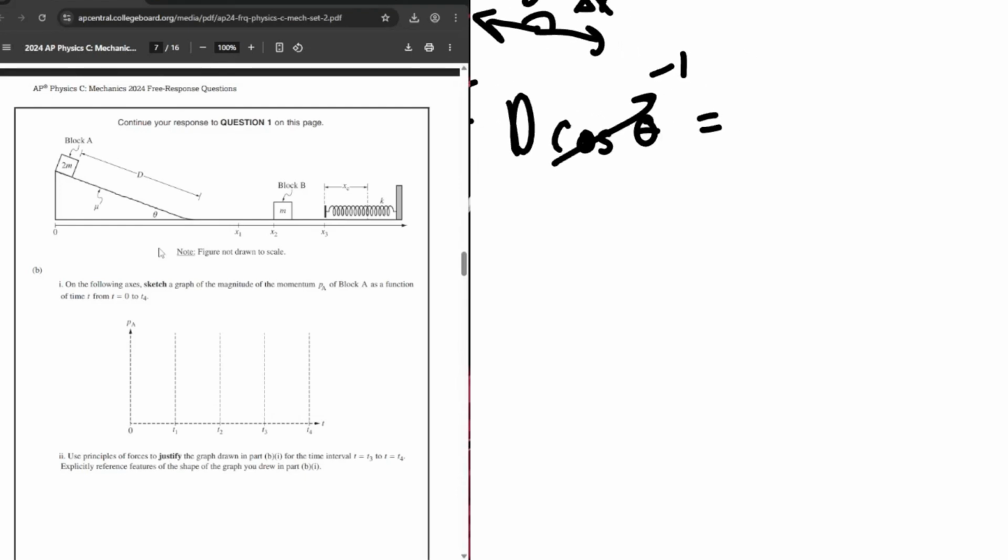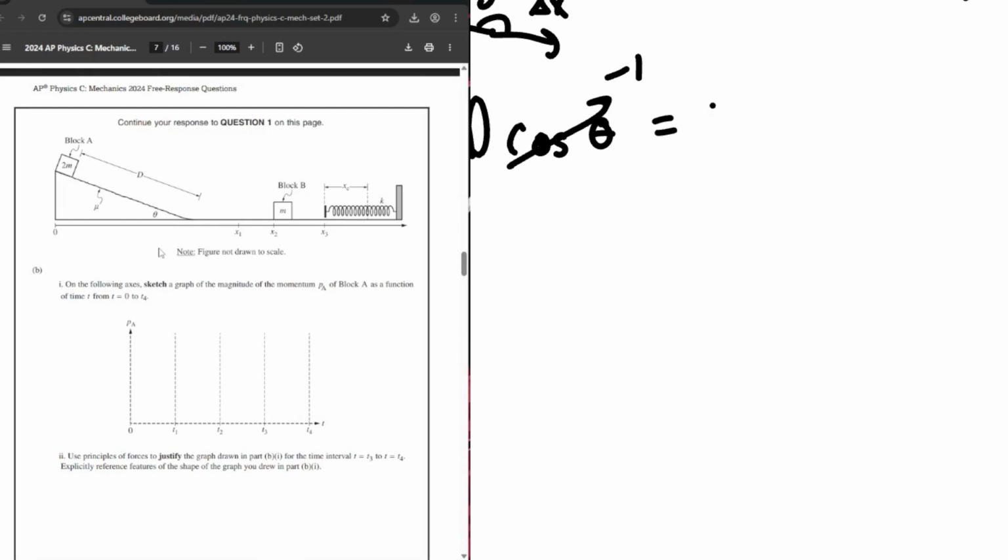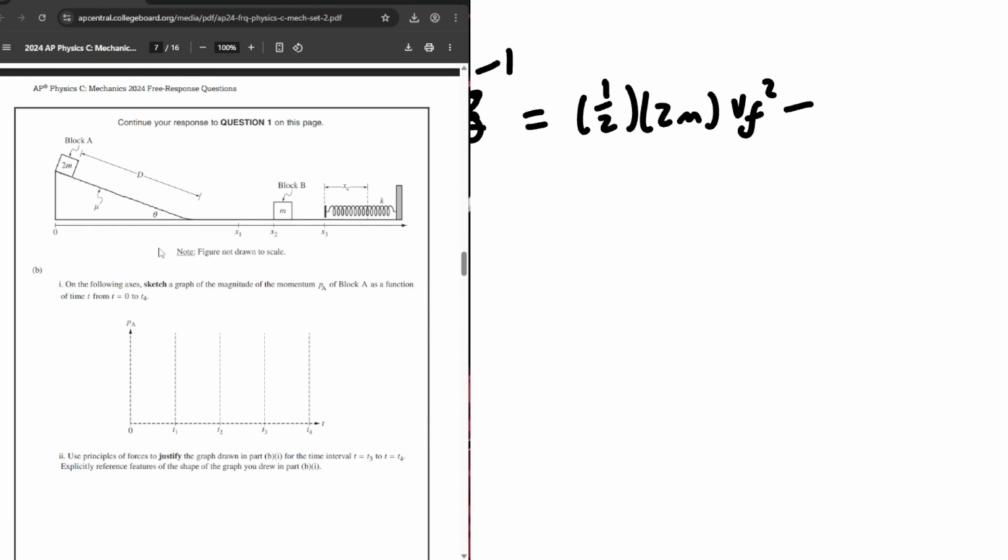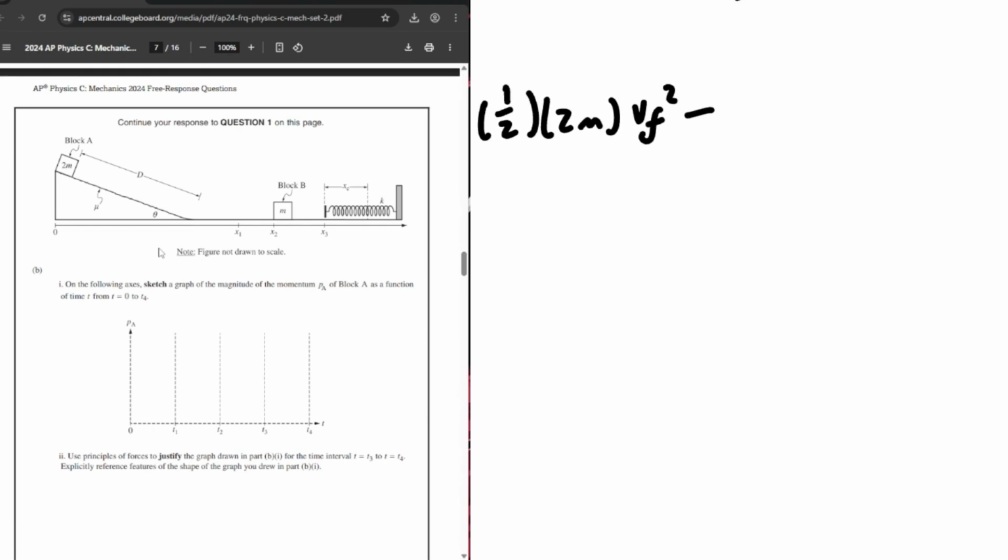So now let's find final kinetic. Well, let's put in final kinetic. So it's 1/2, and the mass is 2m, not m. So we're going to have to take that into account. V final squared, so that's our kinetic energy. Minus, now here's where things get a little bit more complicated, but not so much.